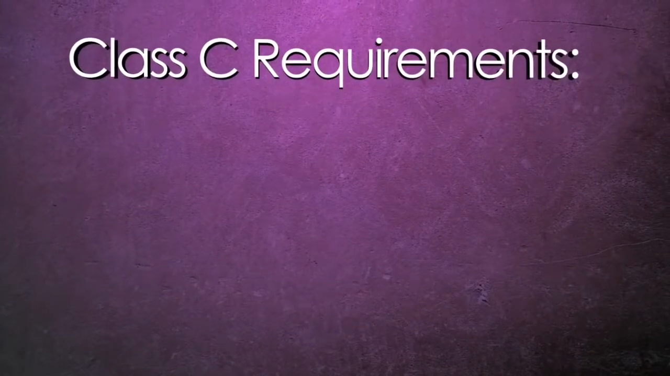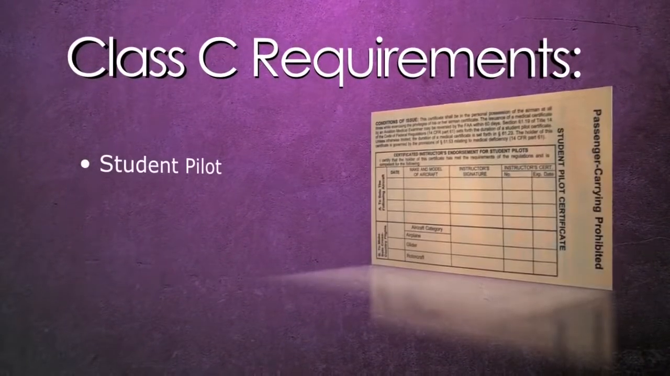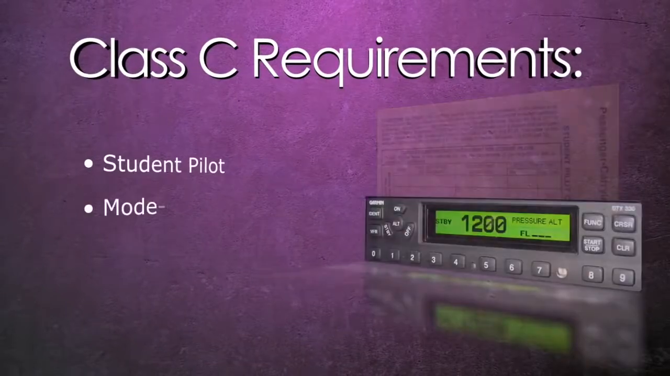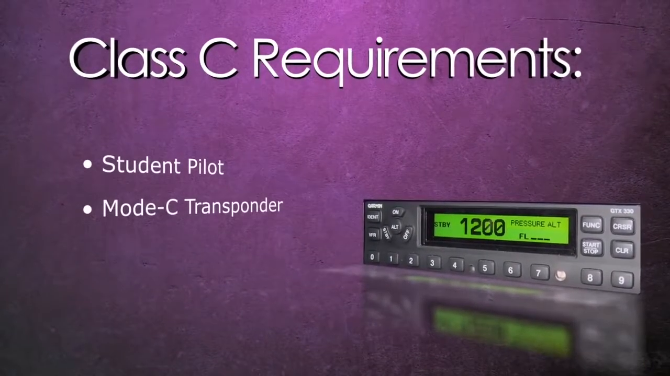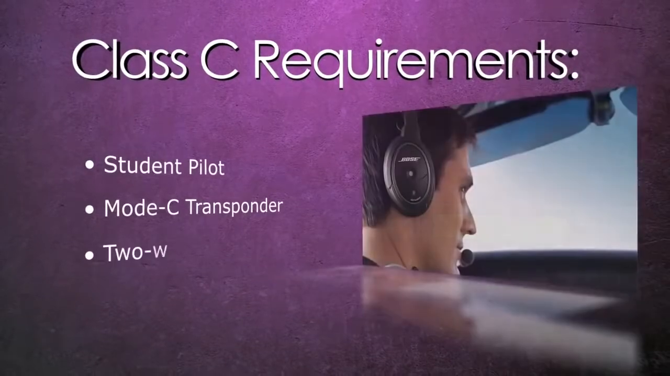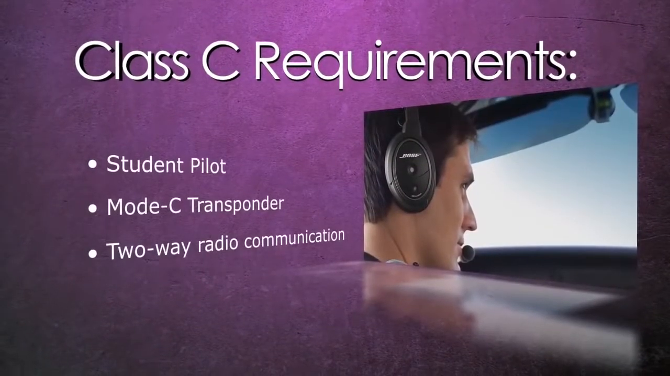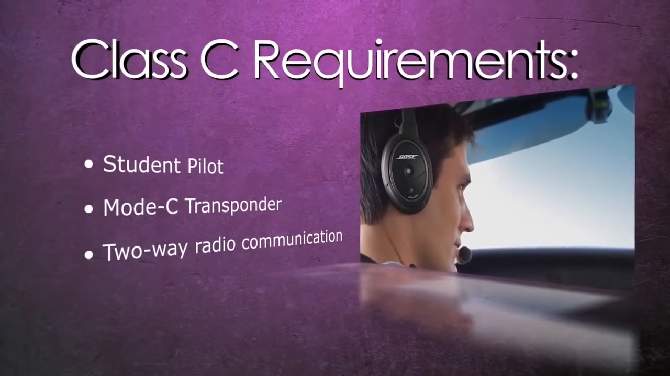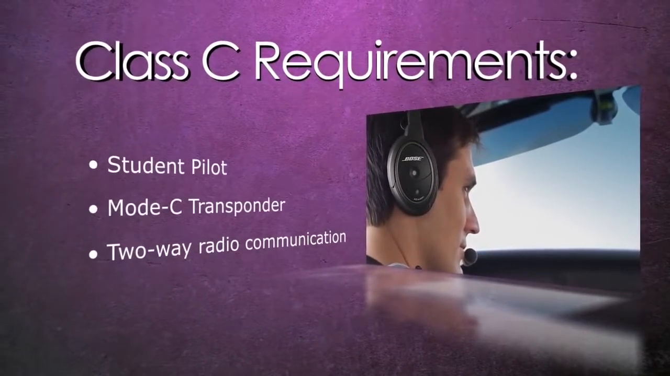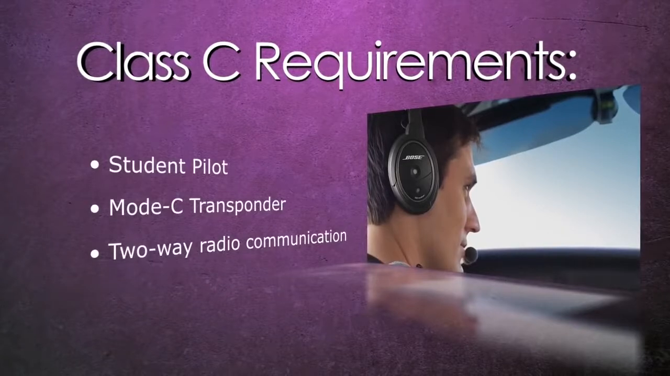The requirements to operate in Class C are as follows. Pilots must be rated at least a student pilot. Aircraft must possess a Mode C transponder. No clearance is necessary to enter, but two-way radio communication with ATC must be established and maintained. If the controller responds to your initial call with your call sign, you are cleared to enter the airspace.